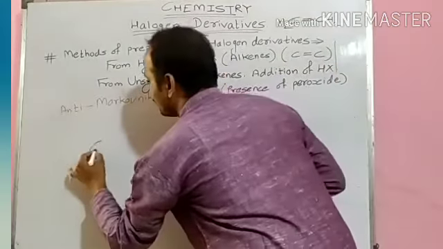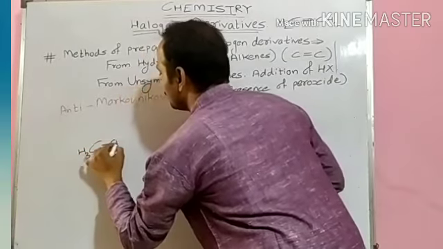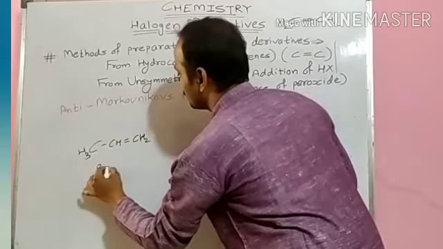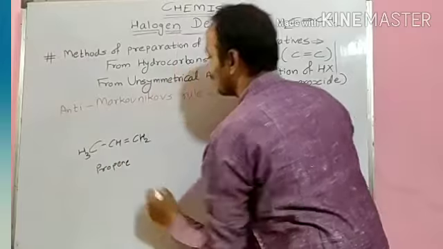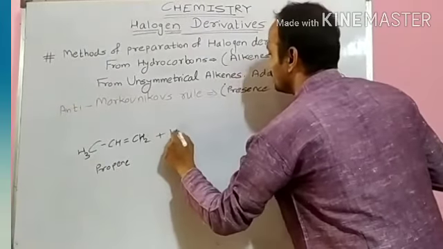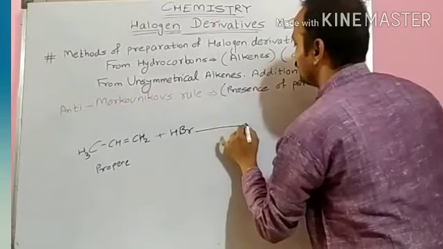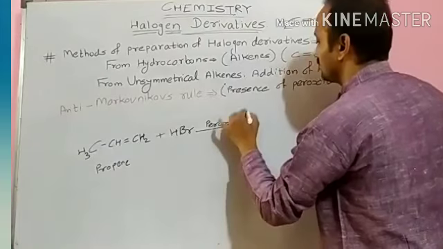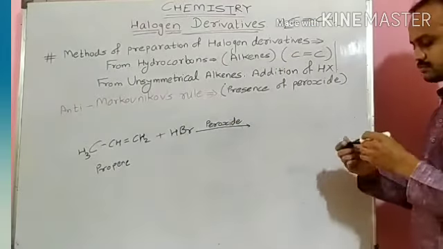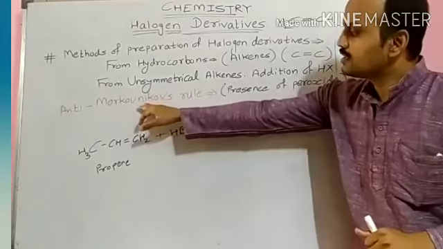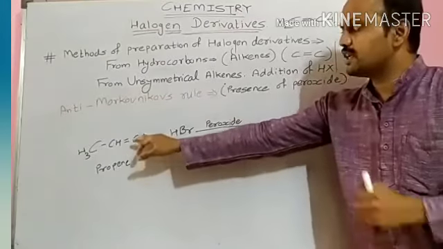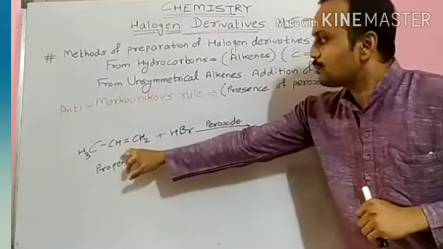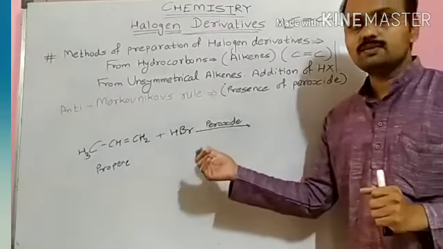Our previous example was CH3 CH double bond CH2, that is prop-1-ene or propene, plus HBr. But I told you, in presence of peroxide, this Markovnikov's rule behaves exactly in the opposite way, and that is called anti-Markovnikov's rule or peroxide effect. What is the statement of anti-Markovnikov's rule?